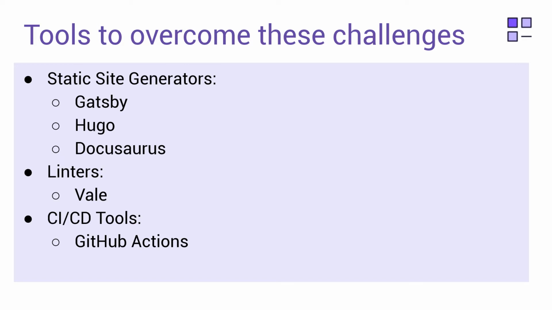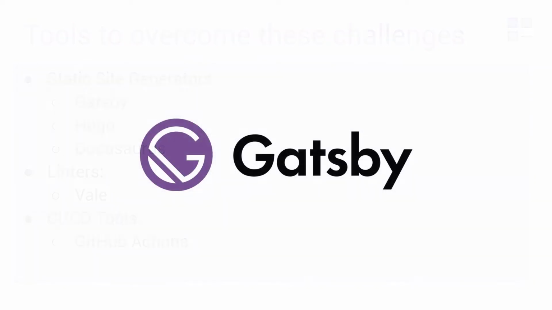So the tools that we're going to look at fall in three broad categories. We have static site generators, linters, and CI/CD tools. So to start off, we're going to be looking at Gatsby. Gatsby is a React-based, free and open source framework that helps you build blazing fast static websites.